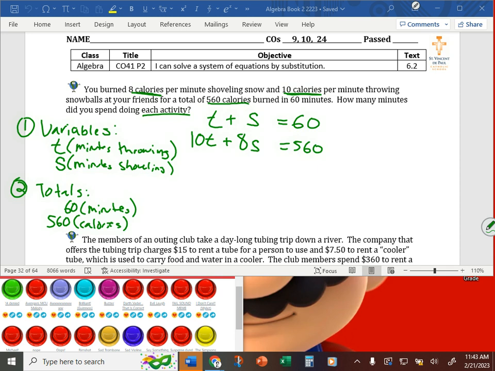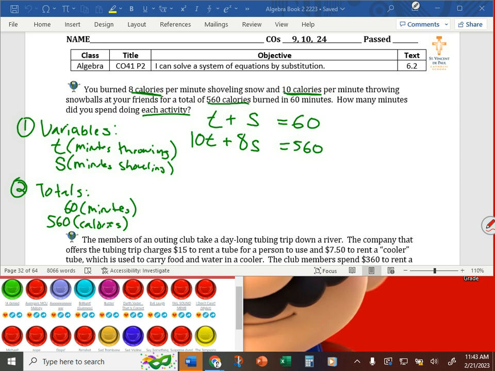Step 2, our totals. What do our equations equal? One of them equals 60. The other one equals 560. Minutes, calories. Minutes throwing plus minutes shoveling equals 60 minutes total. 10 calories per minute throwing plus 8 calories per minute shoveling equals 560 calories total. Where would you go from here to solve this now? Move it over. Okay? You want to isolate T or isolate S? It doesn't make a difference.